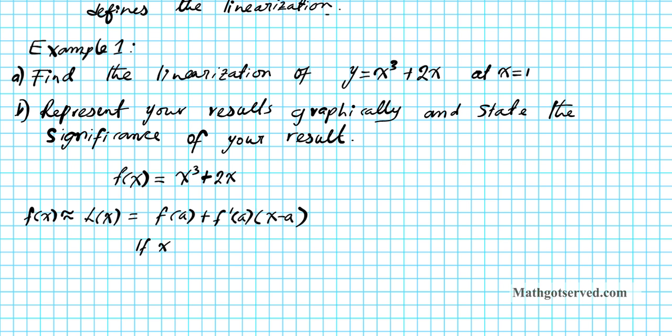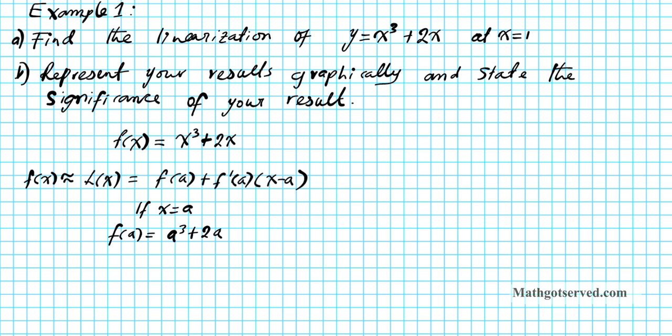If x equals a, then f of a is going to be a to the third plus 2a. And then what is f prime of a? F prime of a is what you get when you differentiate this function and substitute a. If I differentiate this, f prime of a is going to be 3a squared plus 2. So this function helps me figure out the output value of the function at any specified x value, and this helps me figure out the derivative, or the slope of the tangent line, at any specific value.